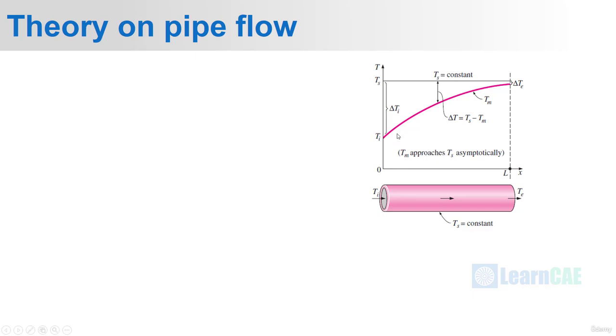Here the delta Ti represents the temperature difference between the surface temperature and the bulk mean temperature at the inlet, and delta Te represents the difference in temperature at the exit. And in general, delta T represents the difference in temperature at any location x.